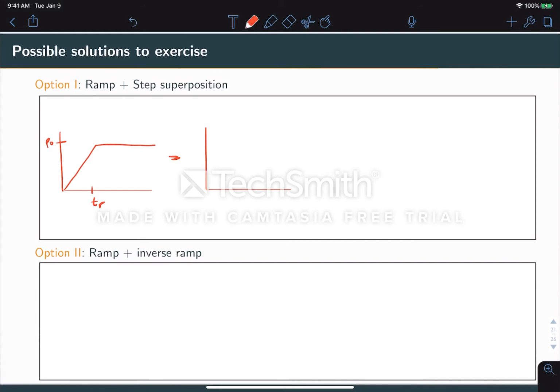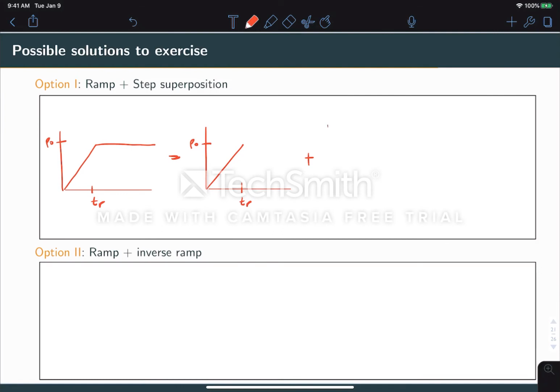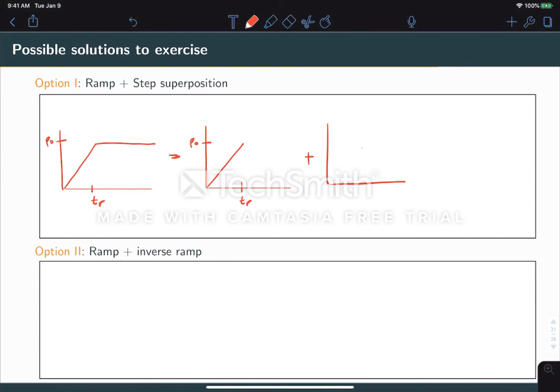We would describe this as first a ramp that stops at time tr, and we would add to that a step which starts at time tr. Okay, so we know the solution to those two functions. And so we could simply solve those two independently and then sum them together. We would need to consider the time shift for the step, but that's not difficult.